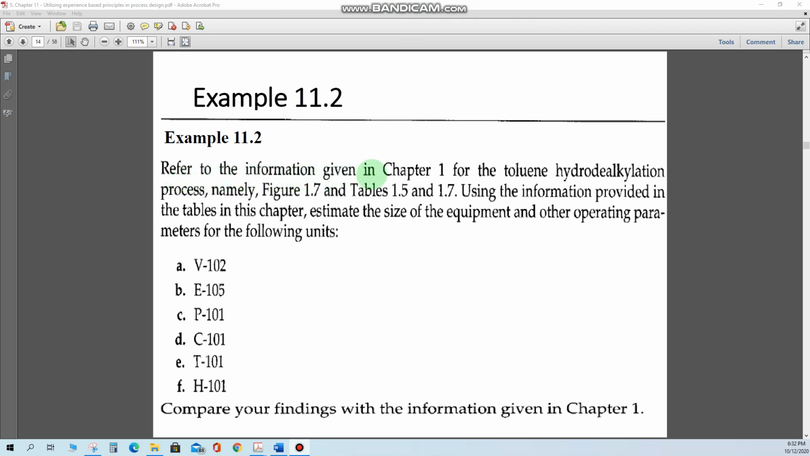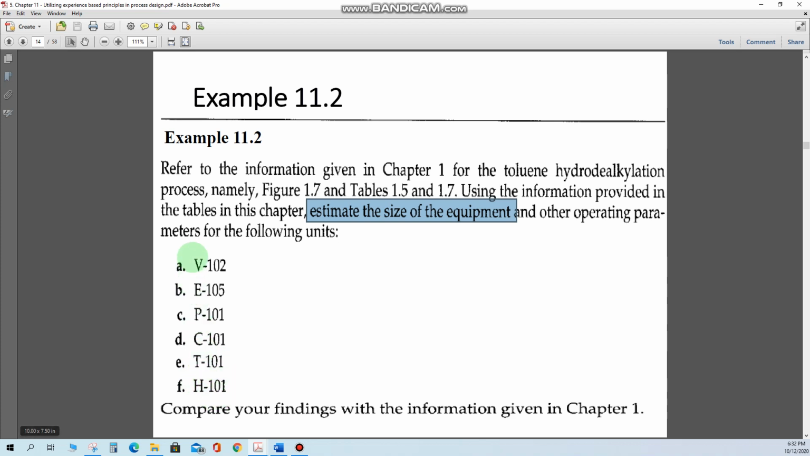Refer to the information given in chapter 1 for the toluene hydrodealkylation process, namely figure 1.7, table 1.5 and 1.7. Using the information provided in the tables in this chapter, estimate the size of the equipment and other operating parameters for the following equipments. Okay, so now we have to estimate the size of these equipments. We have a vessel here, we have a heat exchanger, we have a pump, then we have a column, then we can have some tower, then we can have some heater.